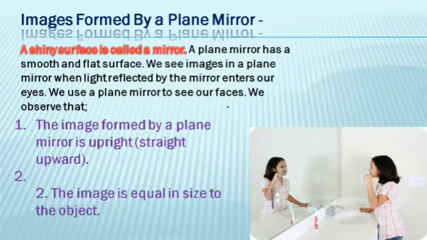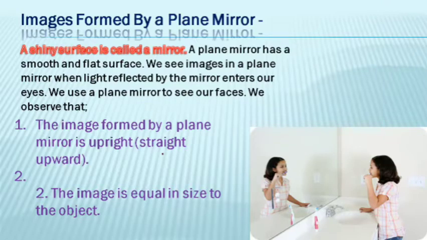A plane mirror has a smooth and flat surface, and we see images in a plane mirror when light reflected by the mirror enters our eyes. We use a plane mirror to see our faces: light comes this way, strikes the mirror, and comes into our eyes, so we can see our image in the plane mirror.